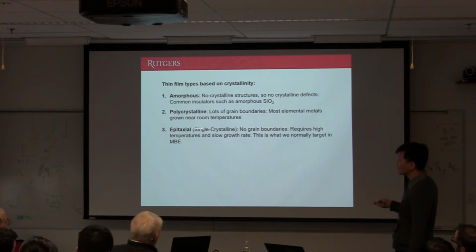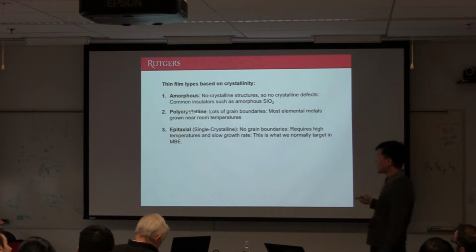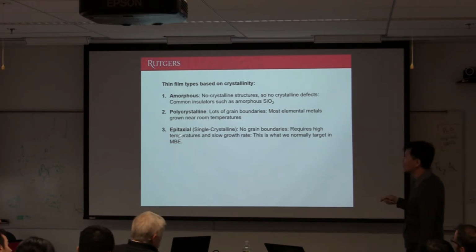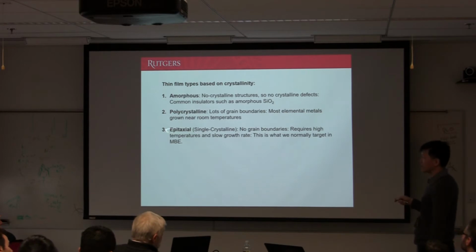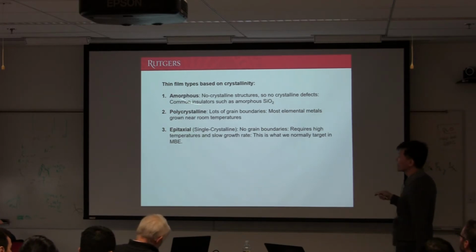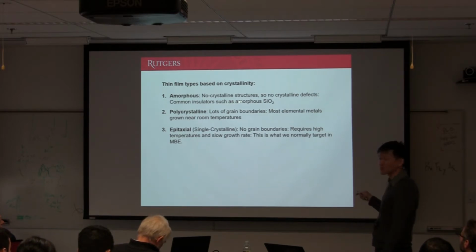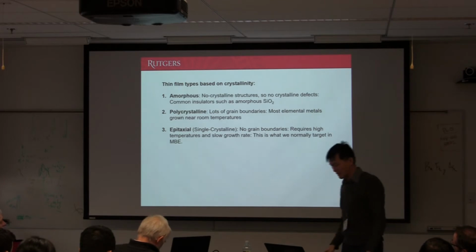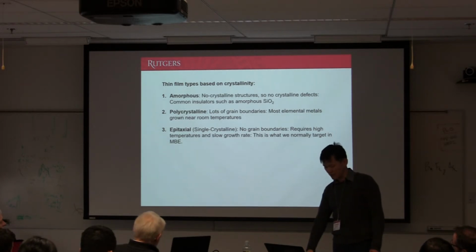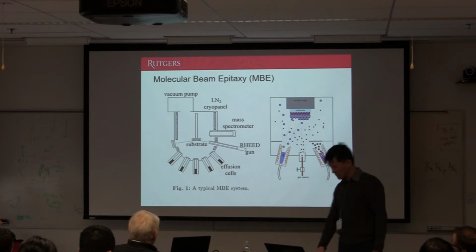But even if that's what you want, in many cases you can grow something in between, which is polycrystalline. In MBE, you usually look for epitaxial films, but in many other cases amorphous films are sometimes better because there's no crystalline defects. But anyhow, we will usually try to make epitaxial films in many of the interesting materials we are going to study.